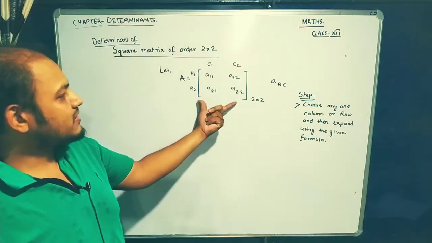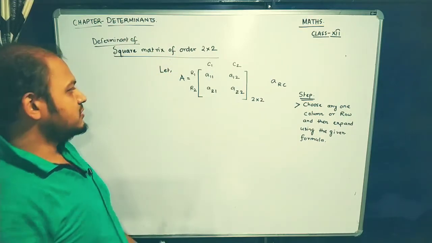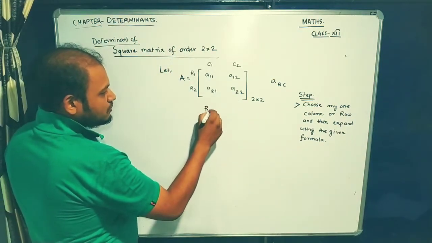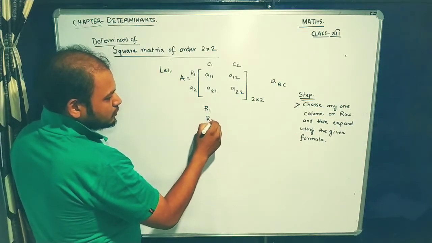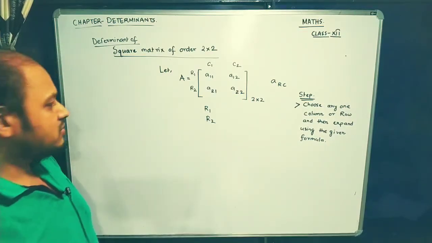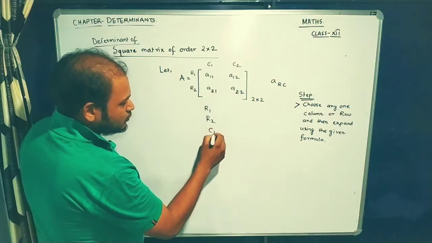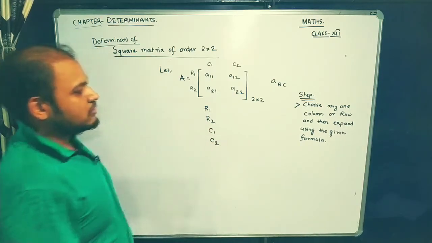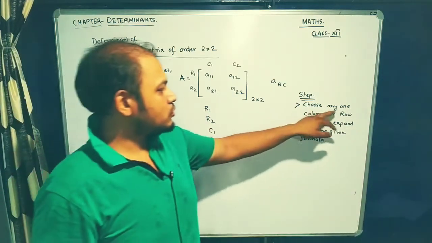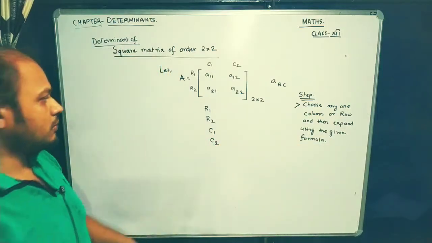So if you look at this matrix, how many rows does this have? This has 2 rows, right? You have row number 1 and then you have row number 2. And how many columns does this matrix have? It has 2 columns, C1 and C2. So it is telling you to choose any one column or row.